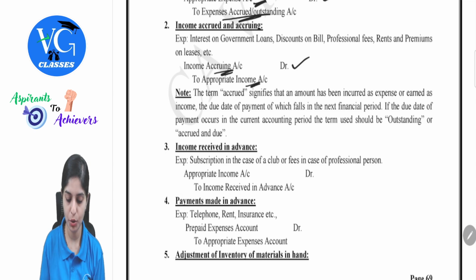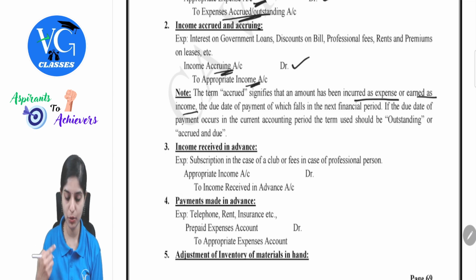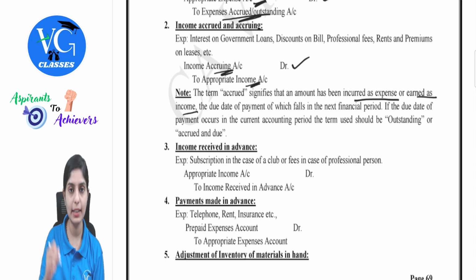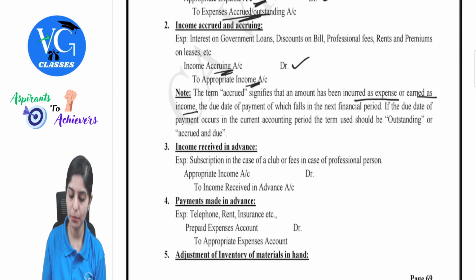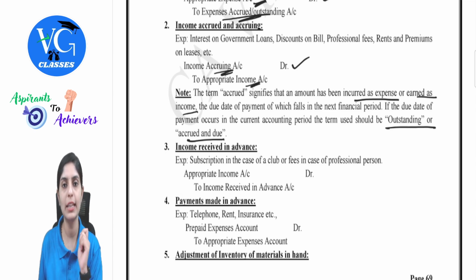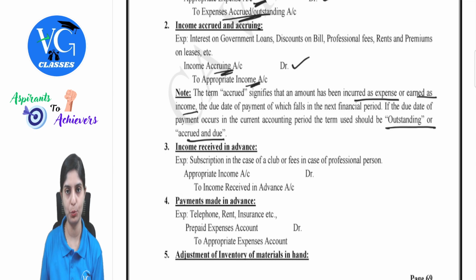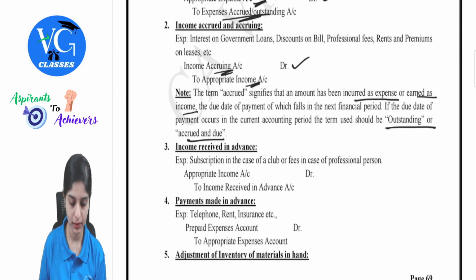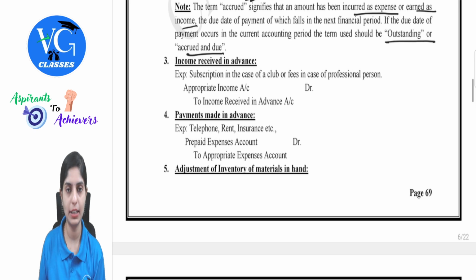The term accrued here signifies that the amount has been incurred as expense or earned as income, and the due date of payment falls in the next financial period, not related to the current year. If the due date of payment occurs in the current accounting period, the term used should be outstanding or accrued and due. If it is related to expense, we will generally use outstanding. If it is connected with income, we will use accrued and due. Clear? Yes.